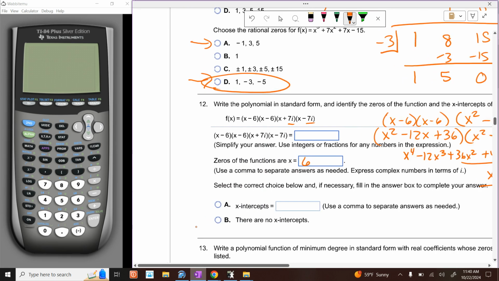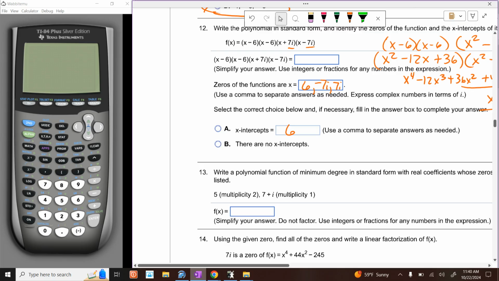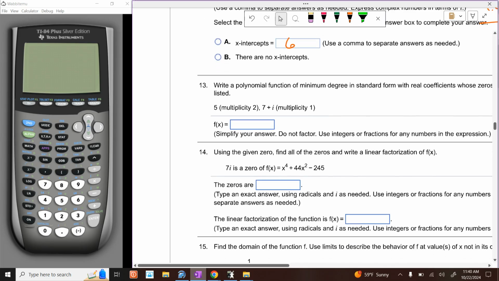Well, they're 6, -7i, and 7i. What are the x-intercepts? Well, there's only one x-intercept, and that's at 6, because that's where the 0 is. Okay, the i's don't have x-intercepts.